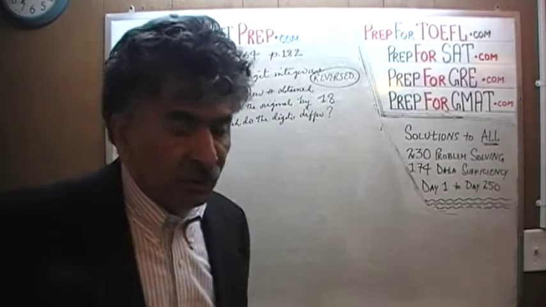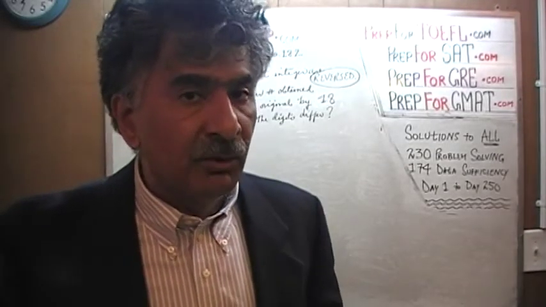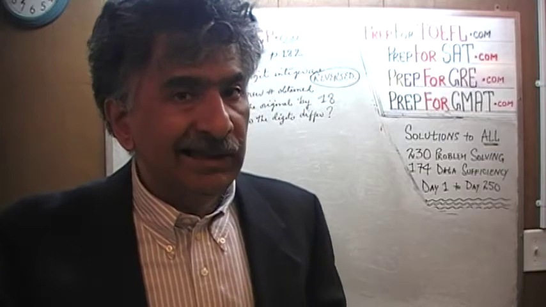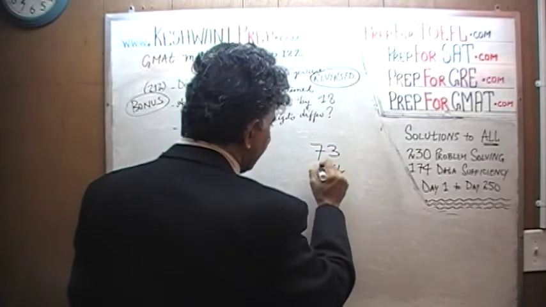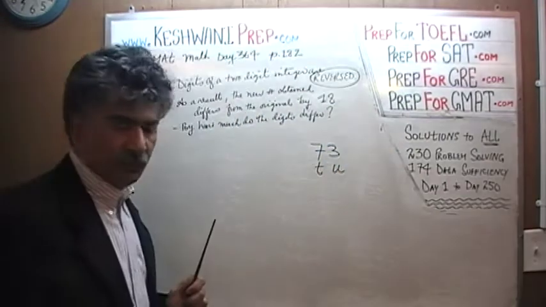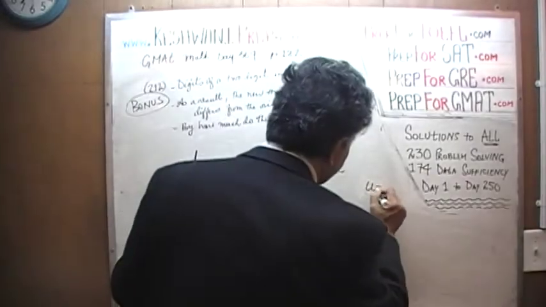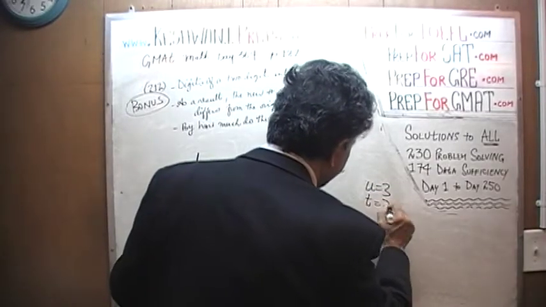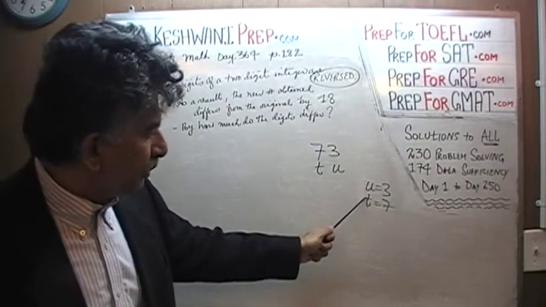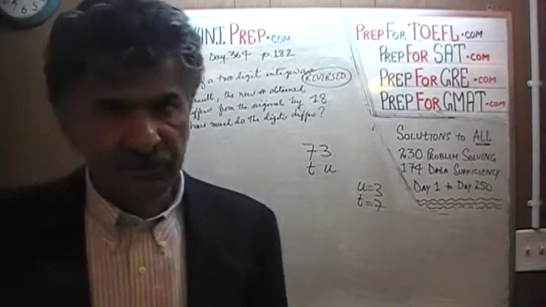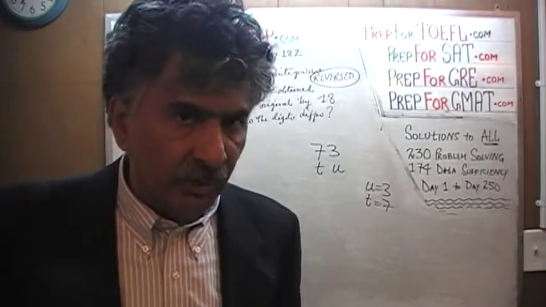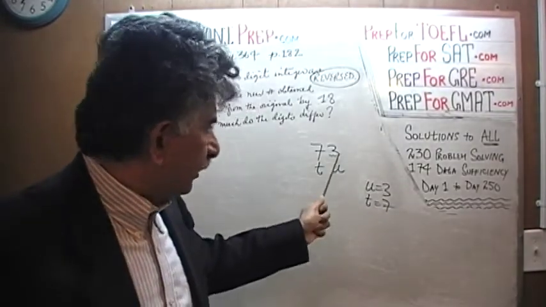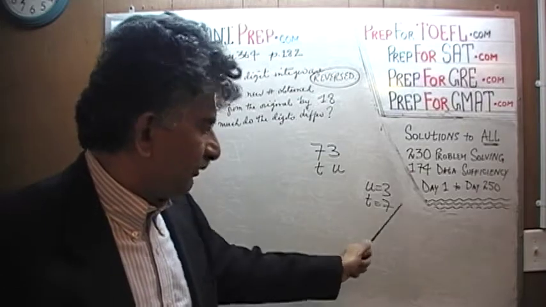Now, the very first thing we need to understand here is, how do we represent a two-digit integer in the language of algebra? For example, let's start with 73 here. 3 is our unit digit. 7 is our 10 digit. So if u equals 3 and t equals 7, we use variables u and t instead of x and y, because this will be easier for us to remember which one represents what. u represents the unit digit, t represents the 10 digit.